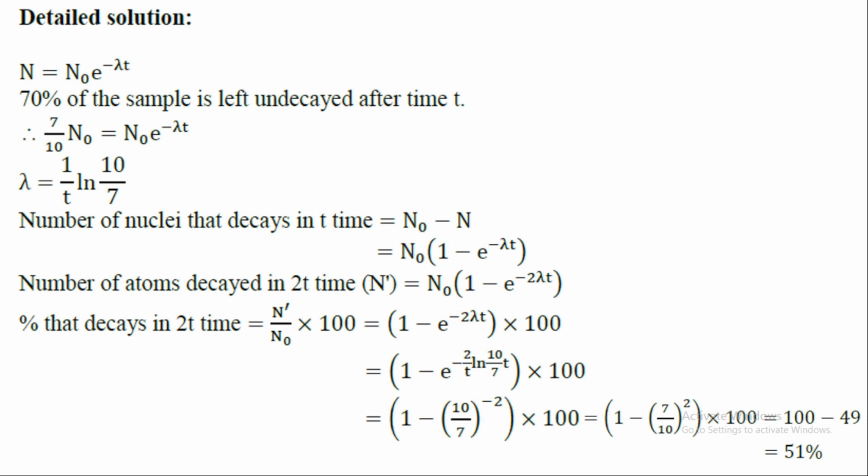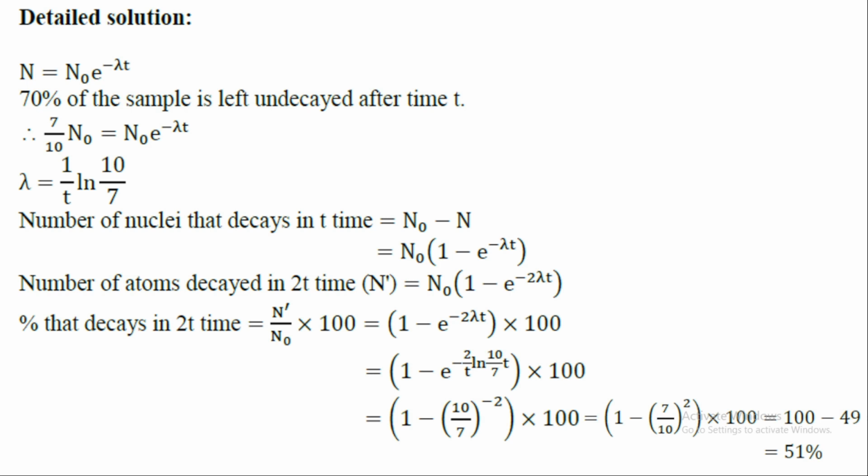Now 70 upon 100 can be written as 7 by 10. So that's what they have written: 7 by 10 N0 is equal to N0 e raised to the power of minus lambda t. Here N0 will get cancelled out with N0 on the RHS, so we get 7 by 10 is equal to e raised to the power of minus lambda t. If you take log on both sides and change the sign from negative to positive, you will get lambda equal to 1 upon t log 10 by 7.